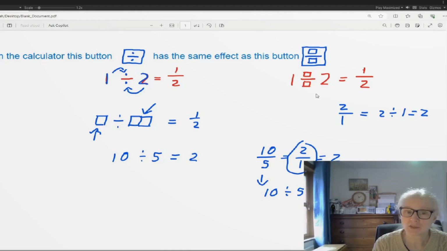So the division symbol and the fraction symbol do the same thing, they have the same effect, and they both mean how many of something is in something else.